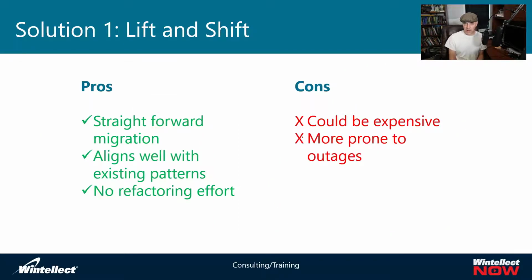Now, the pros of this is that it's very straightforward to do, because this is an on-premise application, on a VM. I could just as easily move this to Azure and migrate it that way. So it's no code changes really. It's just take it as is, move it into Azure, and it would work like that. It aligns well with existing patterns, meaning that I'm used to working with VMs. That's kind of how the assumption that the application was written under, and that's the way it's been working historically.